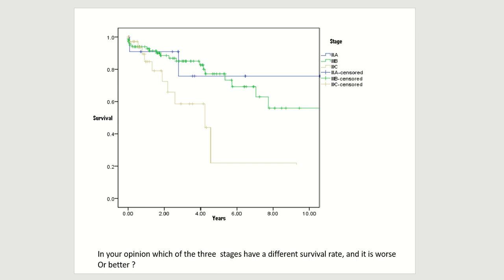Here's a third one, and in this case I ask you, in your opinion, which of these stages have a different survival curve and which one is better or worse. I'm going to leave this one. I'm not going to answer that question. I leave it to you for the assignment.